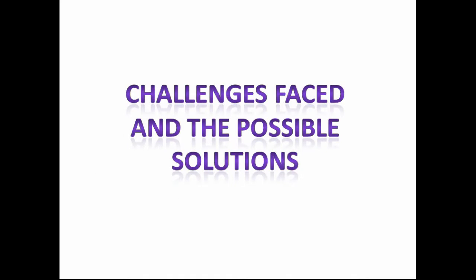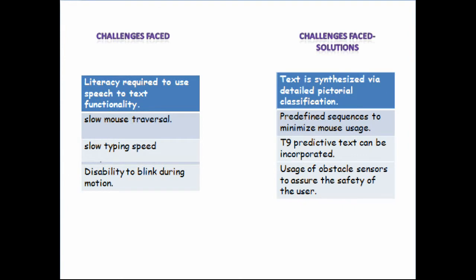Now let us look into the challenges faced and possible solutions. Challenge: a user who cannot blink is required to use speech-to-text functionality. Text is synthesized via detailed pictorial classification. Slow mouse traversal: predefined sequences are stored to minimize mouse usage. Slow typing speed: D9 predictive text can be incorporated with the same logic. What if a person cannot stop the module by blinking again? Disability to blink during locomotion: obstacle sensors can assure the safety of the user.